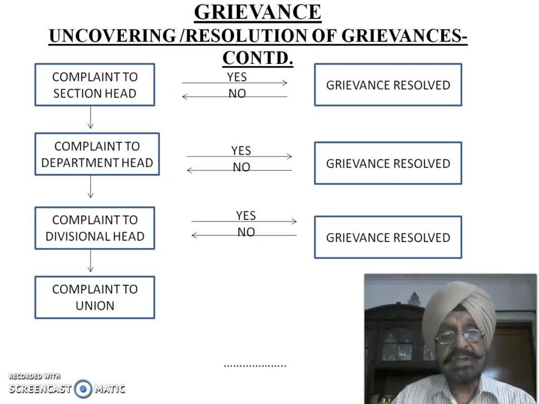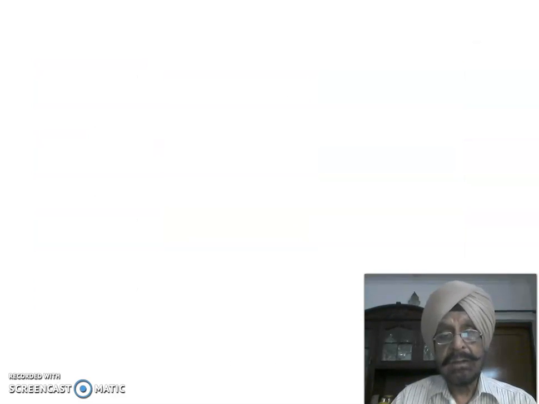So in this process we have a complaint to the head of the department. If it is yes, the grievance is resolved by the head of the department. If it is no, then it goes to the next party, the departmental head, and if it is yes, the grievance is resolved. If not, then it goes to the divisional head, and if it is resolved, fine. If it is no, then it goes to the complaint to the union. So we have it starting from the section head to the departmental head to the divisional head and to the union.